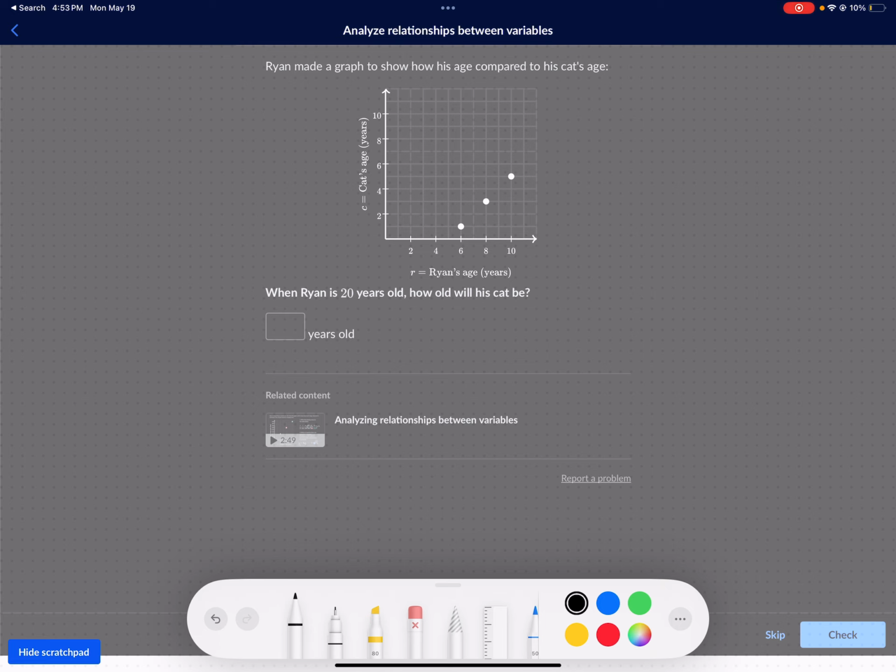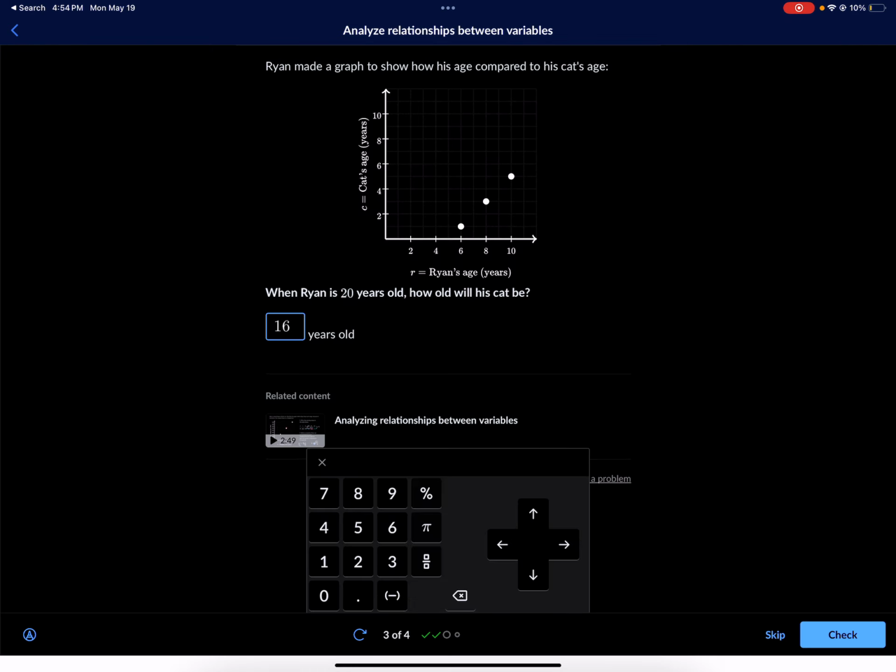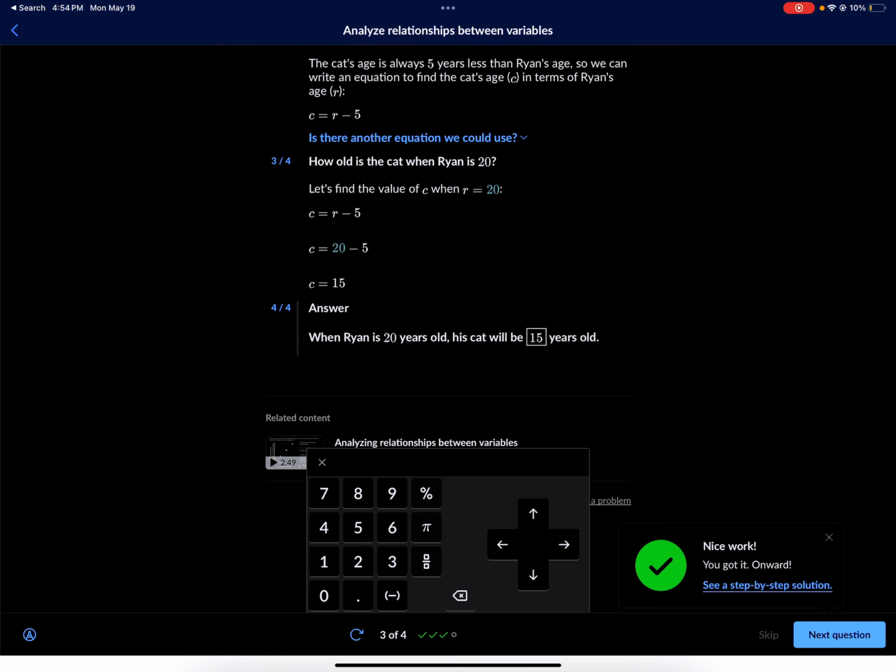So when Ryan is 20, it looks like we're increasing by ones, and let's see, 6 minus 1 is 5, 8 minus 3 is 5, 10 minus 5 is 5. Do you see where I'm getting this? I'm lining it up where the ones meet. Because remember, there are invisible numbers where they may not be told. So when Ryan is 20, his cat will be 5 years less. That's 15 years old.